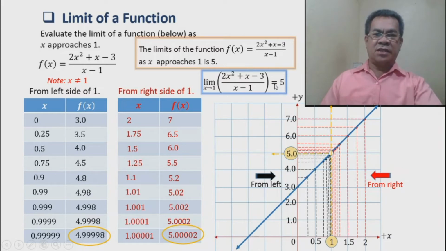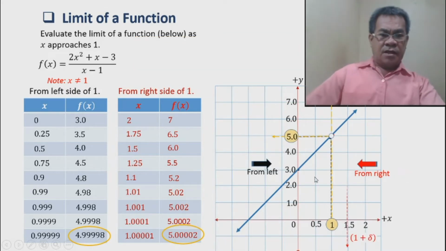Now remember this, we can use the sign of equality here because we use the word limit. Without the limit, then we cannot use this as equal to 5. So the limit signifies a number approaches that number. Okay? So the response is 5 if we take x approaches 1.